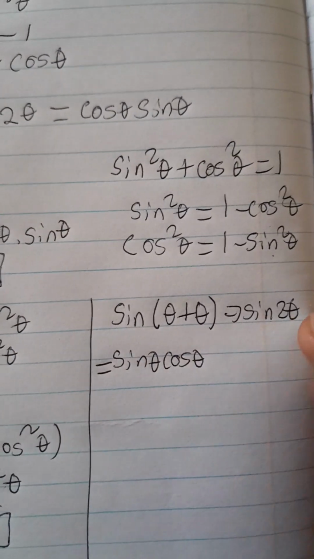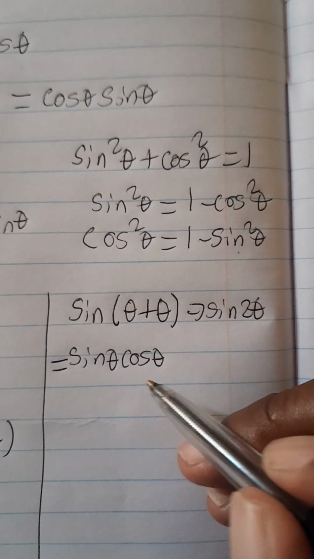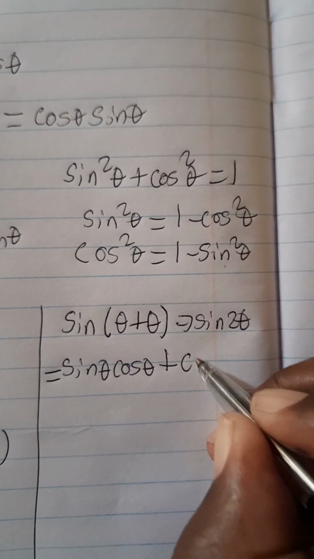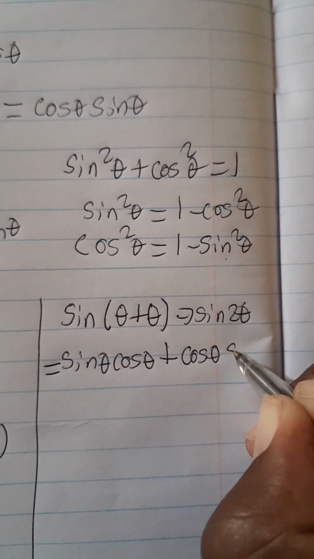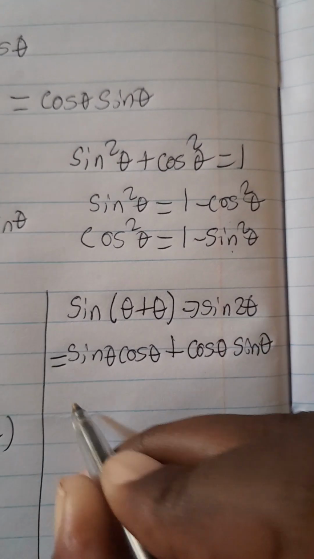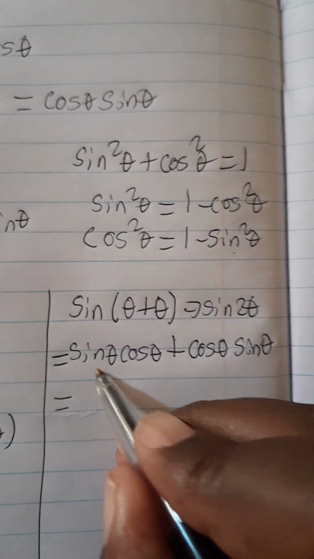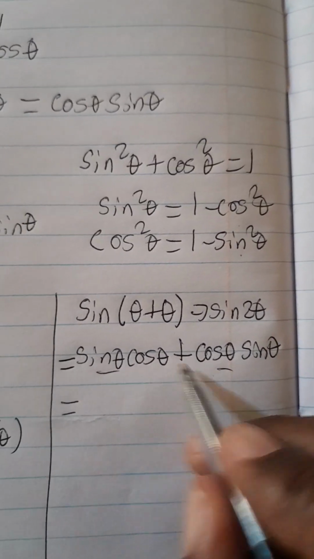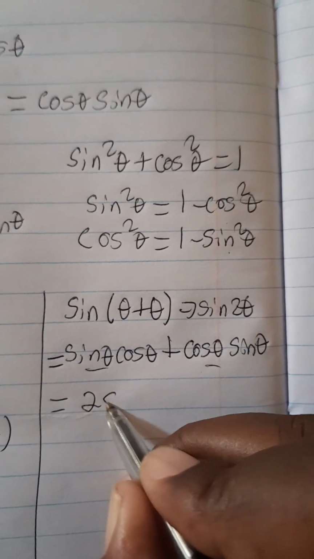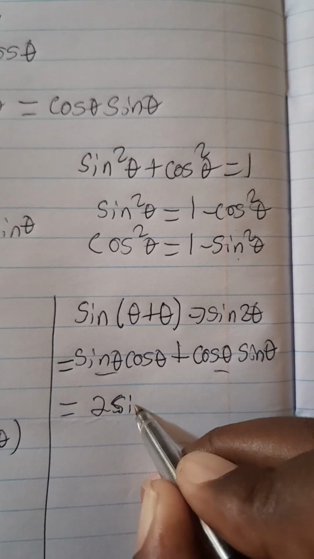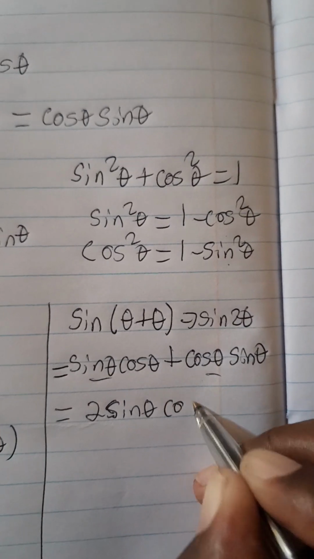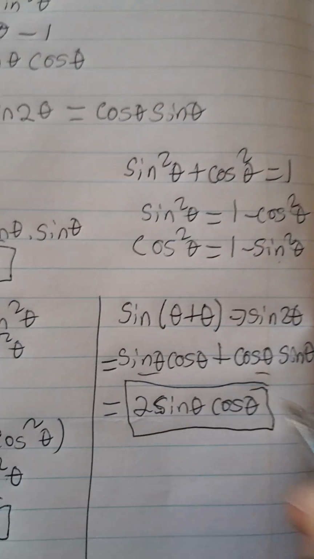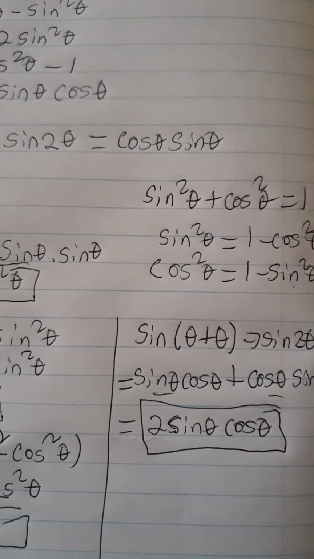Remember, it's a compound angle of sine. Sine does not change, so it's still going to be plus. So we are going to have cos theta as well as sine theta. What happens here? We have like terms, guys. Since they are like terms, we are going to have 2 sine theta cos theta. So this is how they derived these formulas, right?